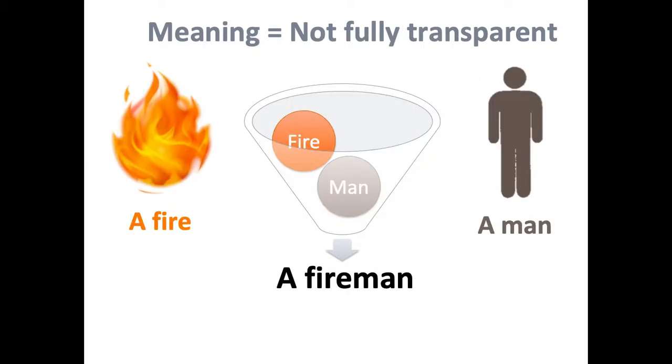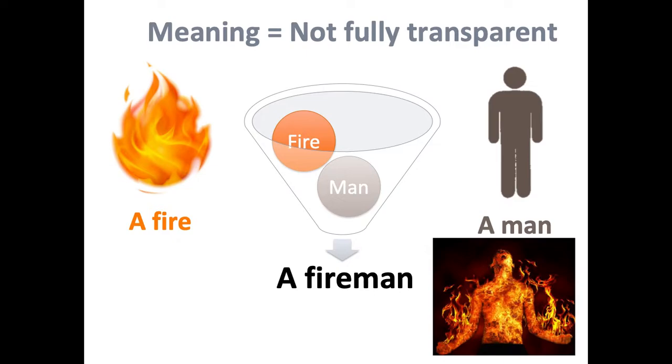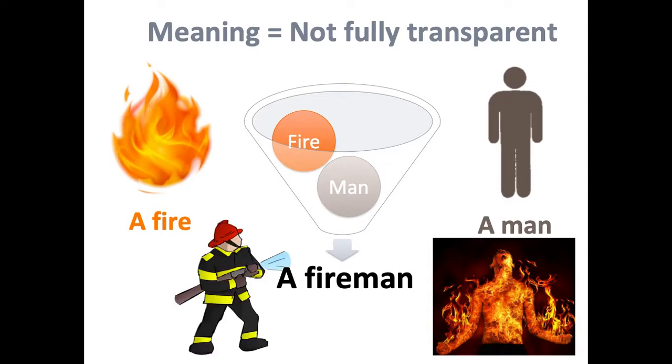Okay, let's look at another example. What about a fireman? What is a fireman? It could be this, right? Theoretically. But it's not. It's not fully transparent. A fireman is this, so a firefighter, somebody who fights against fire. It's not a man on fire, okay? So it's not fully transparent. And this compound noun is lexicalized, just like vegetable garden. What it means is that it passed into the lexicon. And in this case, particularly, this word will be found in dictionaries, okay? But it's not always the case.